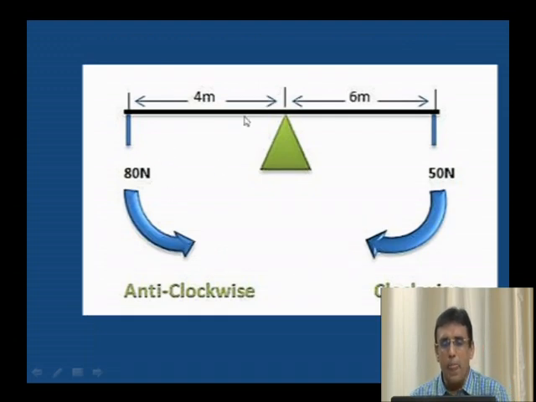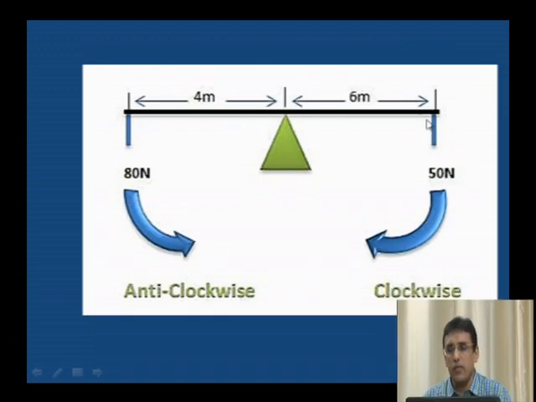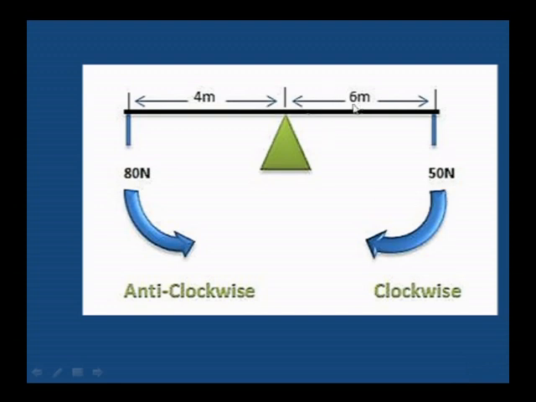Here we can see 50 kilonewton multiplied by 6. If you calculate the moment at this point, 50 into 6 will be a clockwise moment. 80 into 4 will create an anti-clockwise moment. The direction in which a clock moves is known as clockwise, and the opposite direction is known as anti-clockwise.